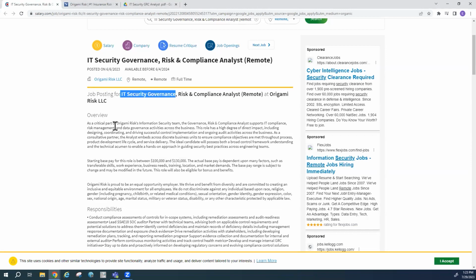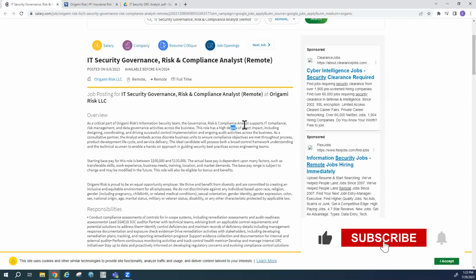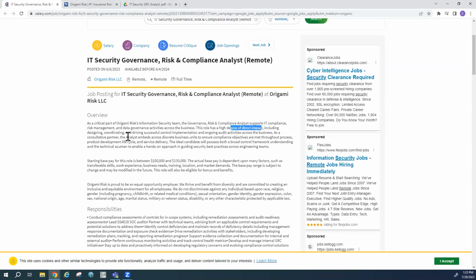The overview: as a critical part of this company's information security team, the governance, risk, and compliance analyst supports IT compliance and digital governance activities across the business. This role has a high degree of direct impact, including, so now these are your major responsibilities, designing, coordinating, and driving successful control implementation. So successful control implementation will be majorly some of the things that you're going to be responsible for, and ongoing audit activities across the business. Also, the analysts embed across discrete business units to ensure compliance objectives are met throughout the process. So basically what this is saying is you're going to make sure that there's compliance in the company.